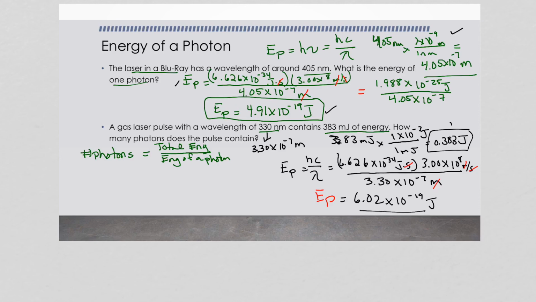We have our total energy here. So now we can calculate the number of photons as 0.383 joules divided by 6.022 times 10 to the minus 19 joules. And we get that we have 6.36 times 10 to the 17 photons.